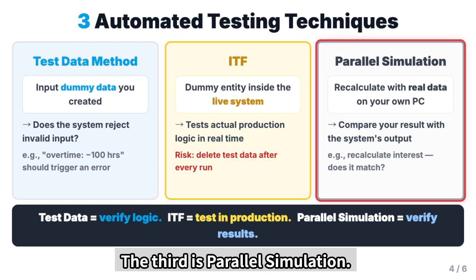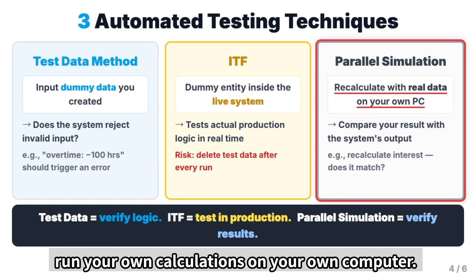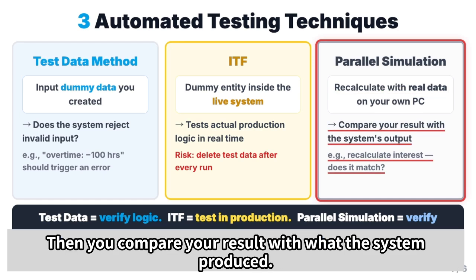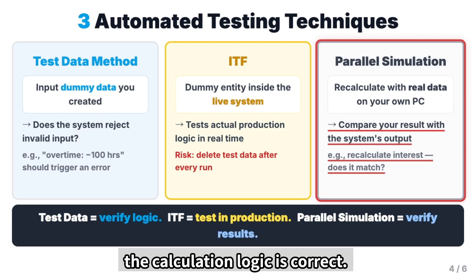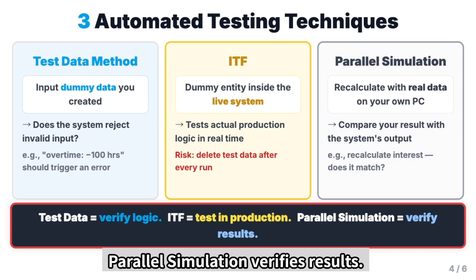The third is parallel simulation. You take real data from the client's system and run your own calculations on your own computer. Then you compare your result with what the system produced. If the numbers match, the calculation logic is correct. Test data verifies logic. ITF tests in production. Parallel simulation verifies results.